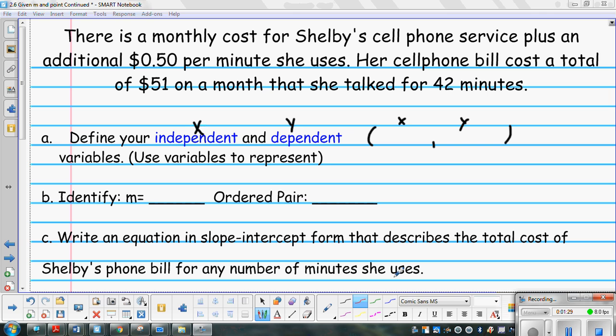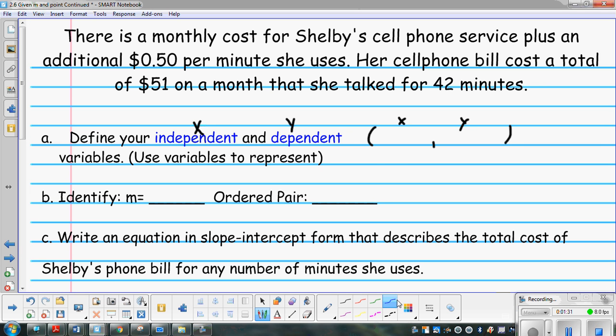If you remember earlier this chapter, we have been talking about independent versus dependent. And remember, we have said independent, which is our x, is almost always the time. Because that is independent, time goes on no matter what. The question is, what value depends on the amount of time we talked? Well, what matters is the cost. So our dependent variable, our y, is going to be the cost.